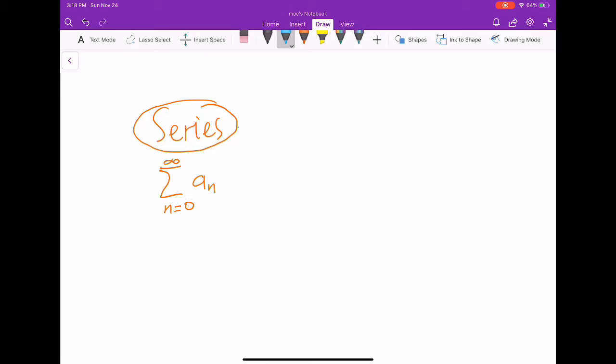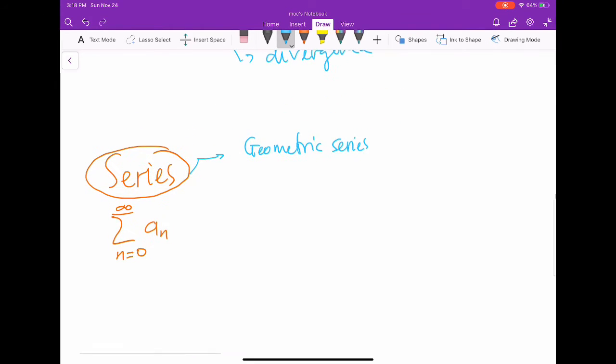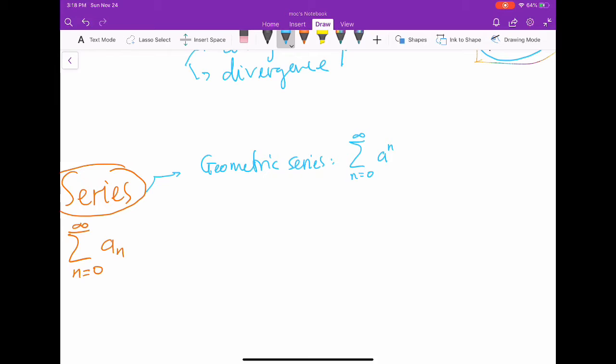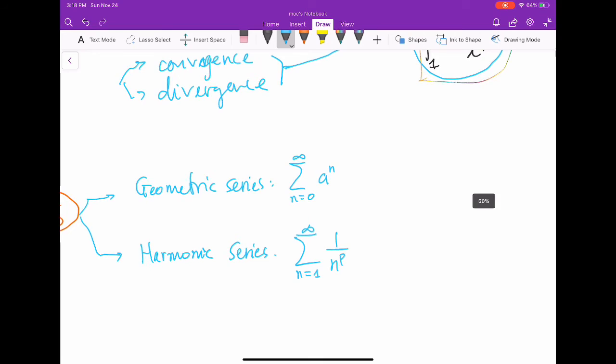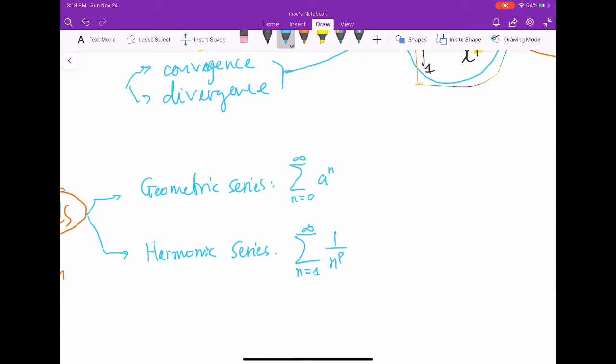Two main series, right? The two main series are the geometric series, which is the sum from n equals 0 to infinity of a to the n, and another one, the harmonic series, which is the sum from n equals 1 to infinity of 1 over n to p. Geometric series is important because we will use it to study power series. When the absolute value of a is bigger than 1, the series diverges. So if the series diverges, it just equals infinity, right? So there is nothing more to say.